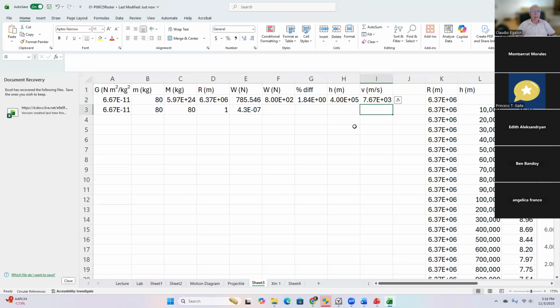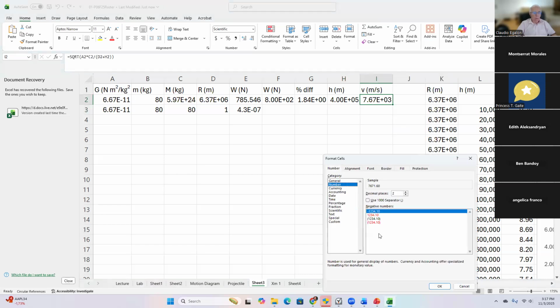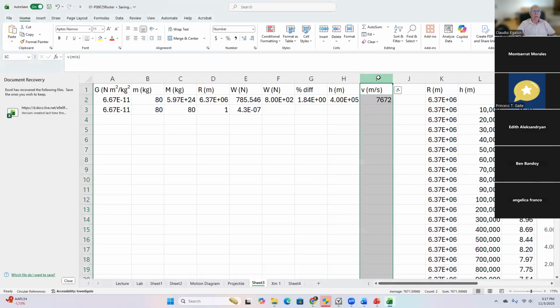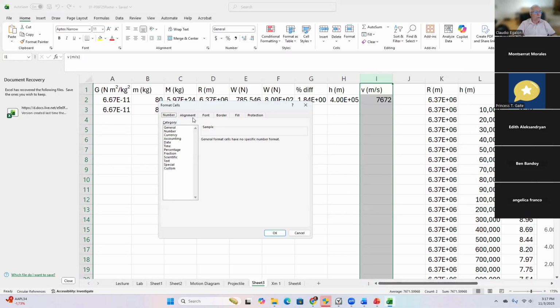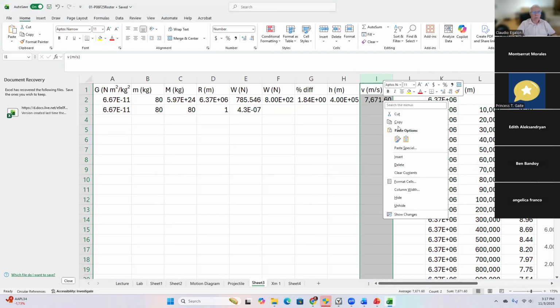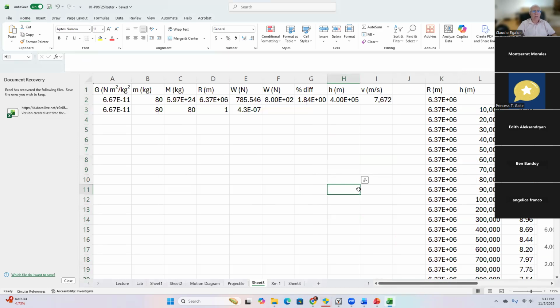And look at the number that we get. I'm going to change the format of this number. That's how fast a satellite must move before it gets into orbit. It is a huge number: 7,671 meters per second. I don't want the decimal places there. It is about 7.5 kilometers per second.